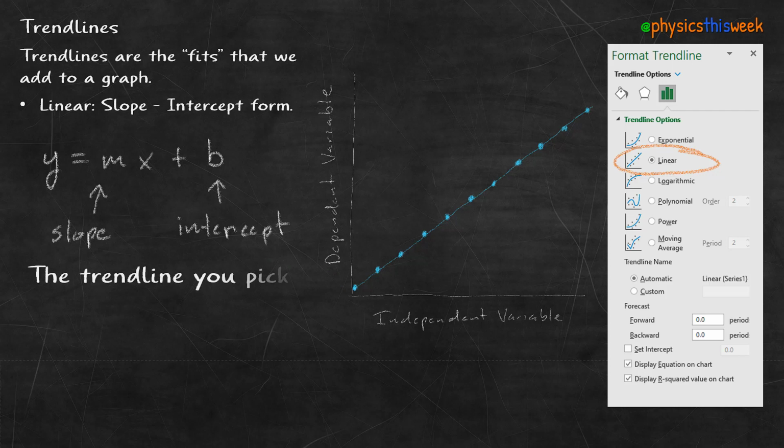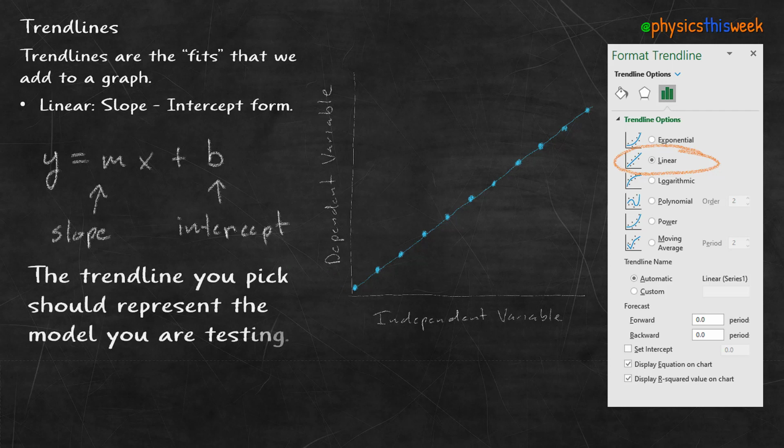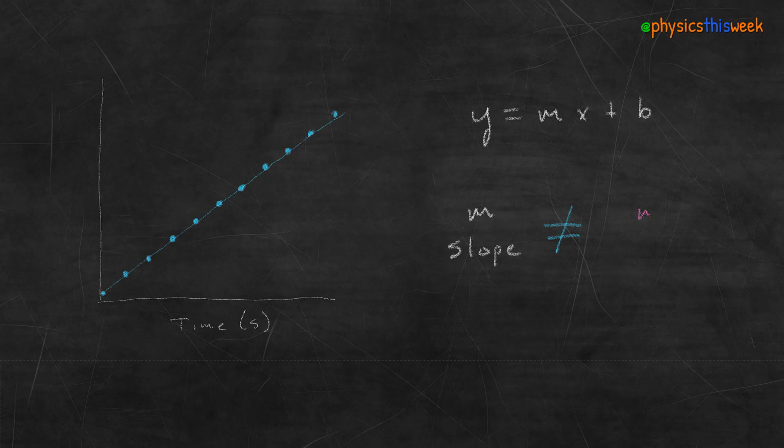The trend line you pick should represent the model you are testing. Be careful here. Make sure you know which variable is which. For example, don't confuse the m for the slope with the m for the mass in the experiment that you're doing. Also be careful when you plot the value of the x position on the y-axis.